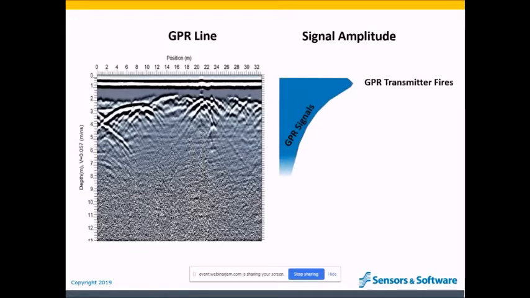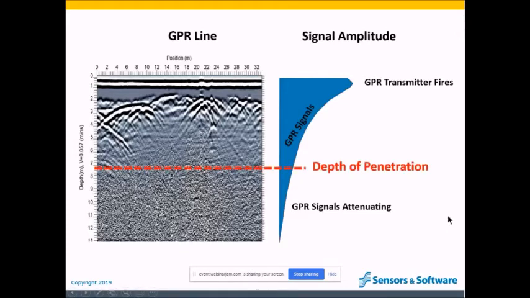Strong, shallow reflections arrive at the receiver. These signals get weaker and weaker as they travel deeper into the subsurface and are attenuated. Finally, the GPR signals get to zero amplitude. If we look at the GPR line on the left, we see that the GPR reflections stop at about the red line, this red dashed line. This is called the depth of penetration.